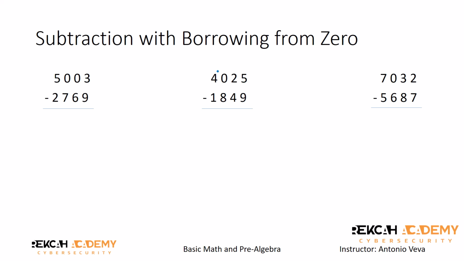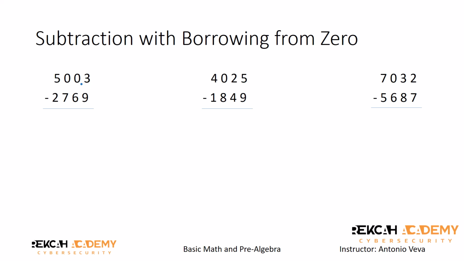Okay, so let's look at our first example. We have 5003 minus 2769. Of course, we're going to start in the ones place, and we have 3 minus 9 there. This is the first column. Then the second column is the tens, the third is the hundreds, and the fourth column is the thousands place. So we have 3 minus 9, but wait, you cannot subtract 9 from 3 because 3 is smaller than 9.